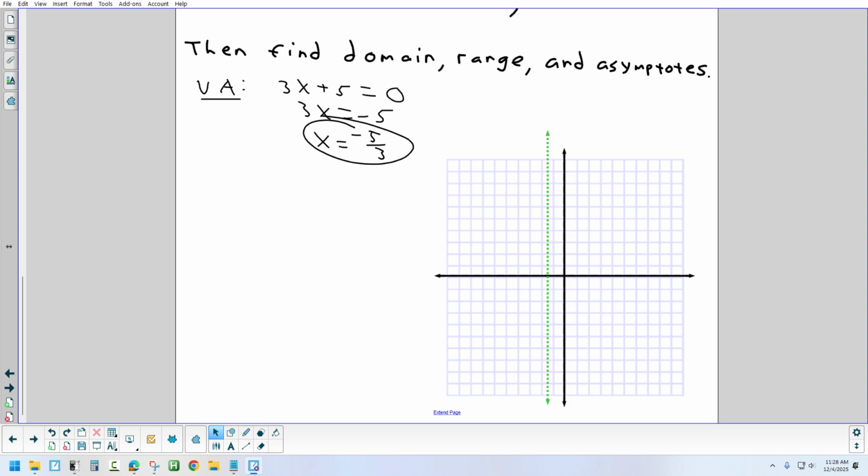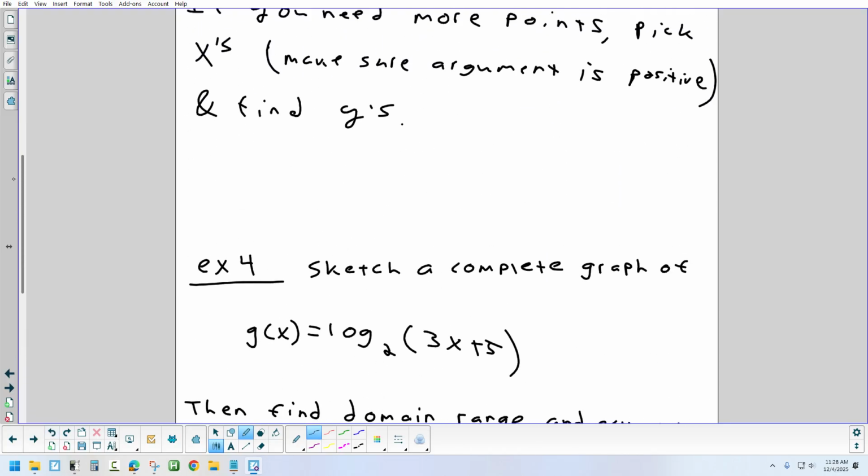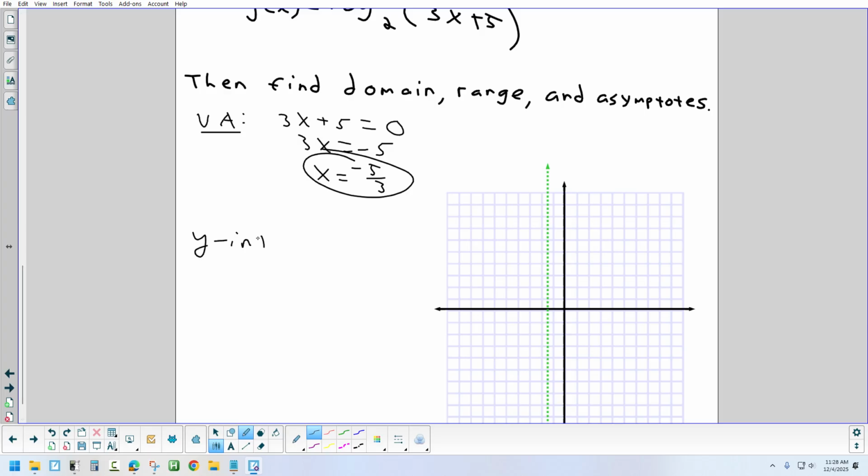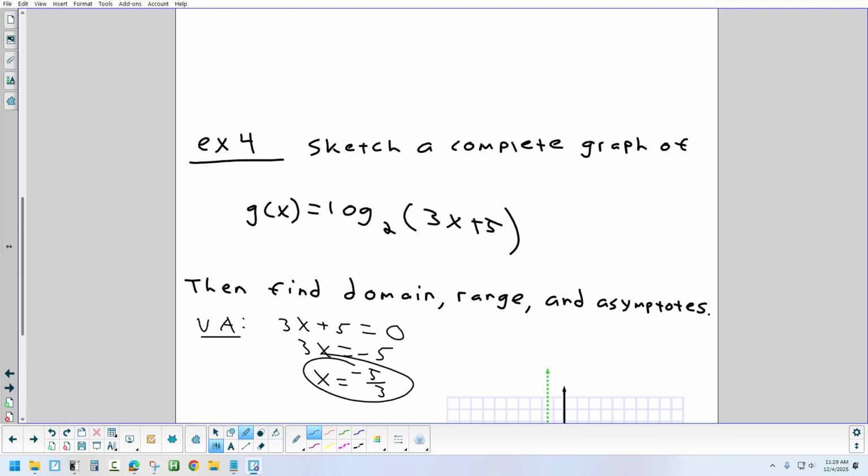Okay, so I got my vertical asymptote. Now the graph is going to do one of two things. It's going to bend away from it, either to the left or to the right. All right, let's do the y-intercept. Okay, y-intercept is when you plug in what number? 0 for what letter? X. Okay, let's do that. Plug in 0 for x.